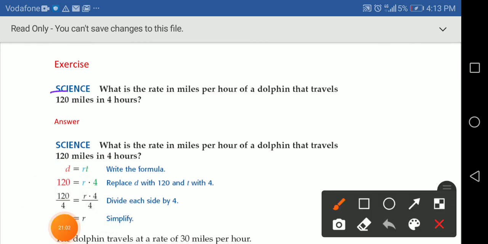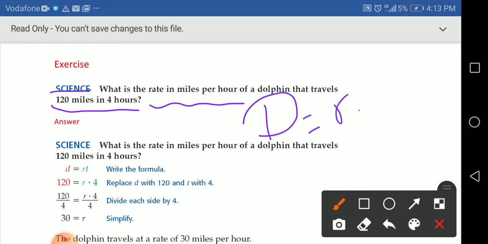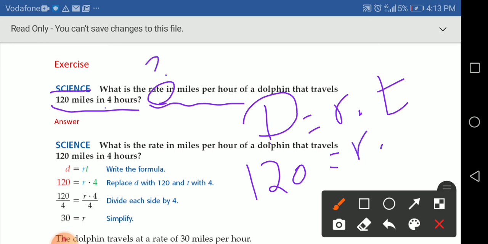Here I have science. How can we integrate science with math? He asks in this question, what's the rate in miles per hour of a dolphin that travels 120 miles in 4 hours? The rule is distance equals rate times time. The distance is 120 miles, and he asks about the rate, which is required, so I don't know the rate. The time is 4 hours. So how can I get the rate? This is multiplication, and the inverse of multiplication is division.